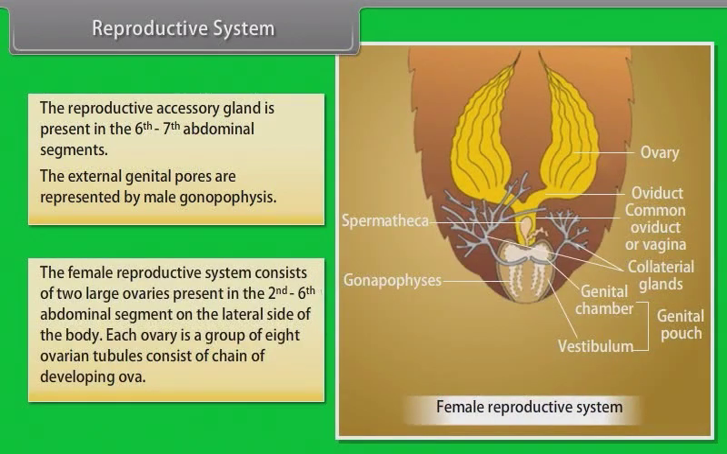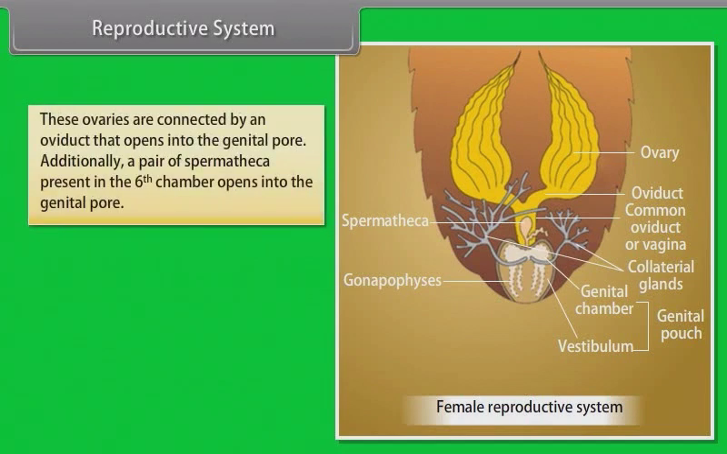The female reproductive system consists of 2 large ovaries present in the 2nd to 6th abdominal segments on the lateral side of the body. Each ovary is a group of 8 ovarian tubules, containing a chain of developing ova. These ovaries are connected by an oviduct that opens into the genital pore. Additionally, a pair of spermathecae present in the 6th segment opens into the genital pore.